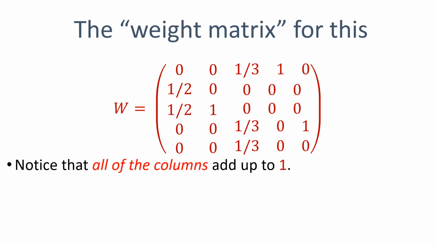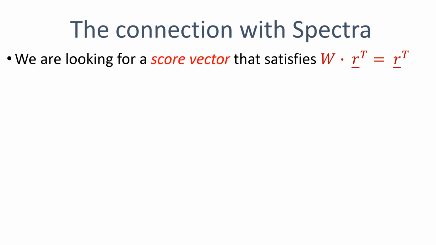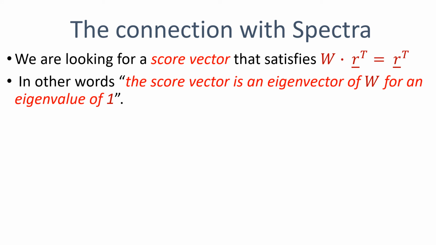Now, if we look at that matrix, one thing we see is that when we add up each of the columns, in every single case, that comes to 1. So what we're doing is connecting this with spectral techniques that we saw earlier. And what do we find? We're looking for a score vector that satisfies this relationship with this matrix. In other words, this score vector is none other than an eigenvector for that matrix, provided that matrix has an eigenvalue of 1.